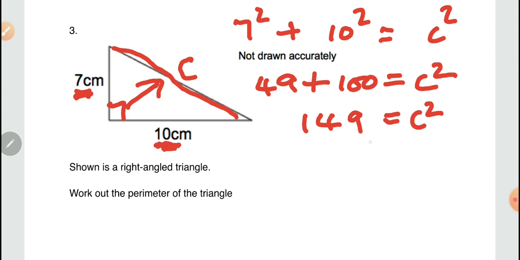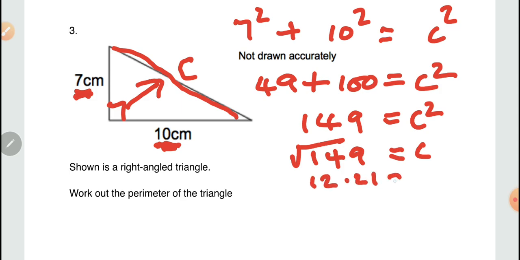Now to get C, we have to square root both sides. We want just C on its own now. We don't want C square anymore. So we have to square root both sides. So square root of 149 is equal to C. And the square root of 149 is 12.21. So 12.21 is C. And that is to 2 decimal points, because the real answer is quite a few more digits after the decimal. So I've rounded it up to 2 decimal places and got the answer to be 12.21.